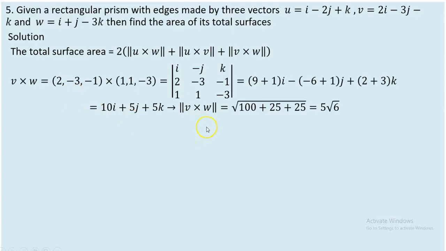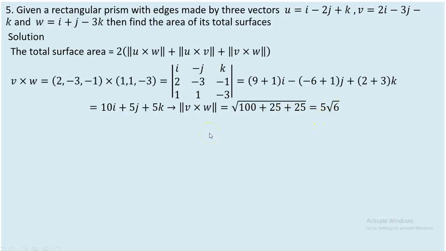So we need to find now the norm of v cross w, because this is required here, as you see. So the norm is the square root of the sum of the squares of the components. This is going to be the square root of 10 squared plus 5 squared plus 5 squared, which actually is 150, and that is nothing but 5 radical 6.